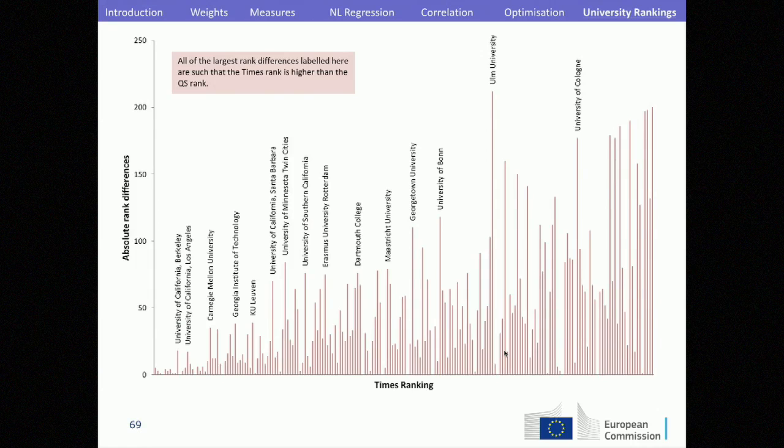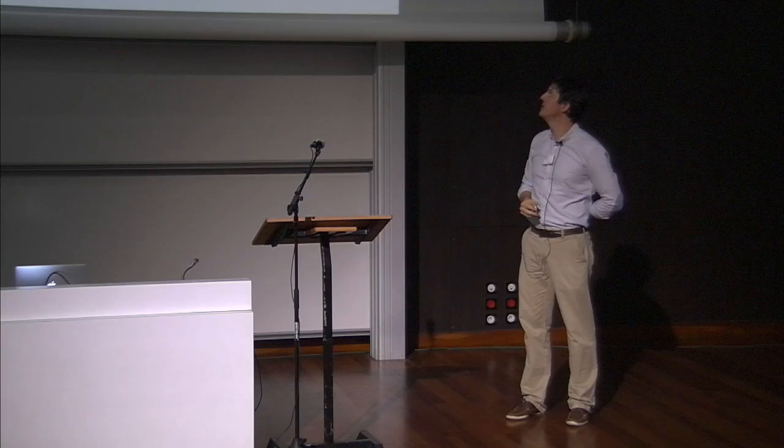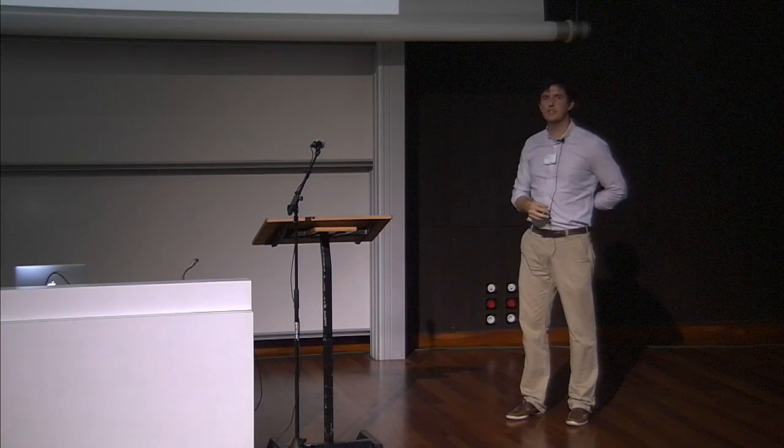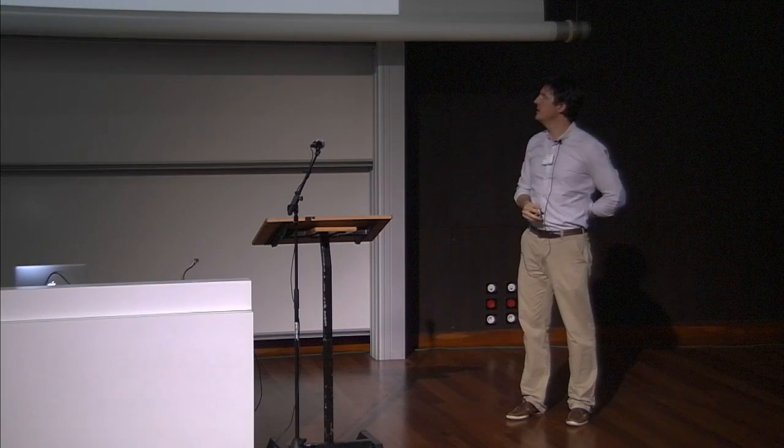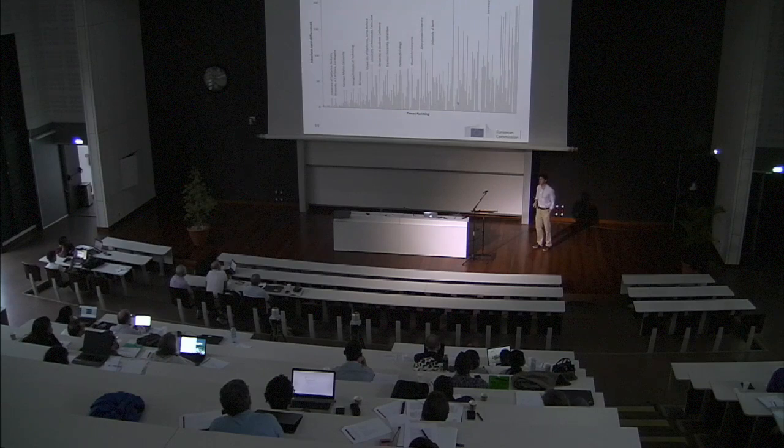If you look at, for example, Ulm University, and I don't know if anyone's from that university, probably not, it's actually 200 places lower in the QS rankings than the Times. So it just shows there's a lot of uncertainty, okay?